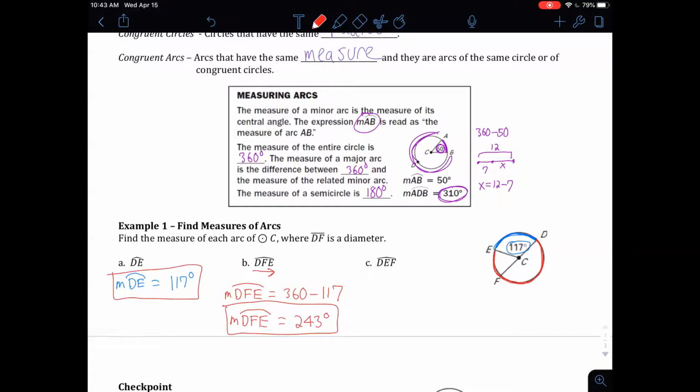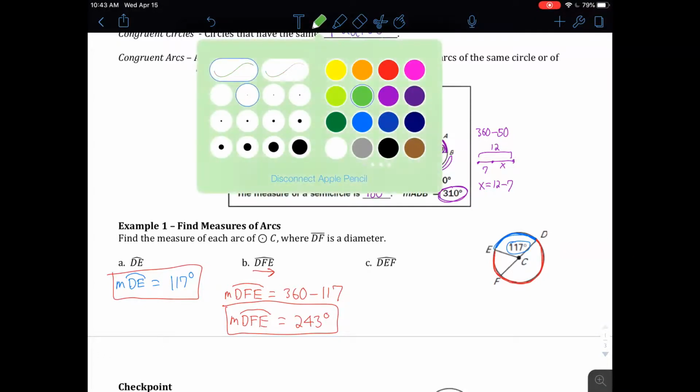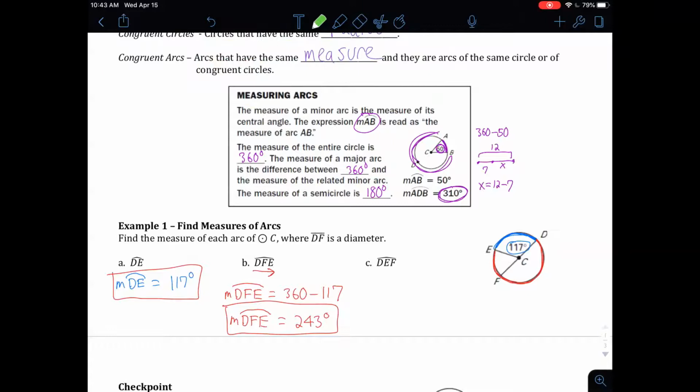And then the next question they're asking, let's use green, is they're looking for a measure of arc DEF. So we're going to follow exactly like it says. We're going to go D to E to F. We're going to go around the outside like this. Well, it said that DF is a diameter, which makes this a what? That's half the circle, which is going to equal how many degrees? Yep, half a circle is 180 because the entire circle is 360.